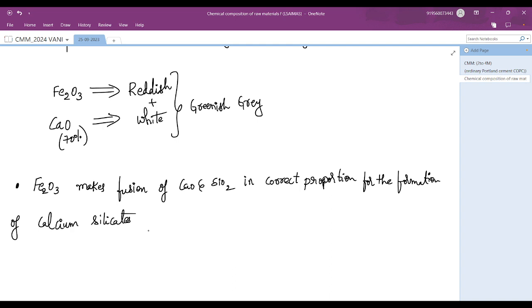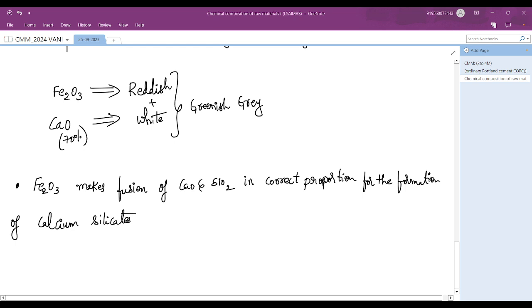So I think you are aware of white cement, right? White cement, being white in color, has no iron oxide in it. Hence, it has no strength, even though white cement and OPC, ordinary Portland cement, have the same amount of lime and silica. Still, white cement has no strength because of the absence of Fe2O3. Clear? If there is no Fe2O3, then lime and silica will not fuse in correct proportion for the formation of calcium silicates, and there is no development of strength. Clear, all of you?